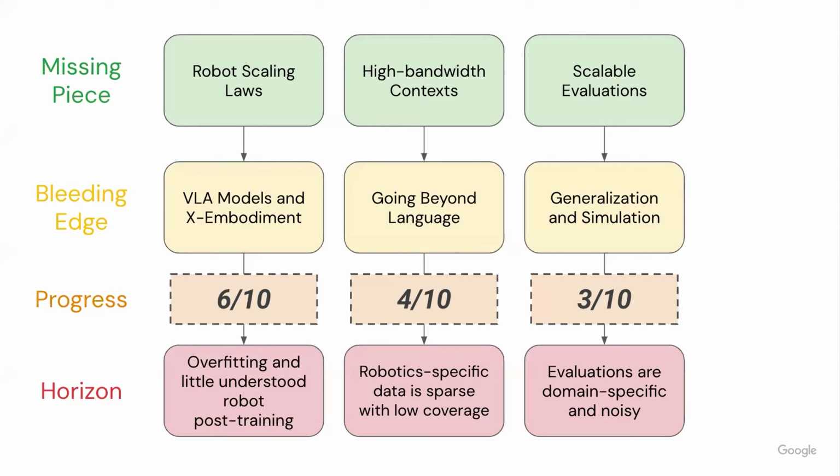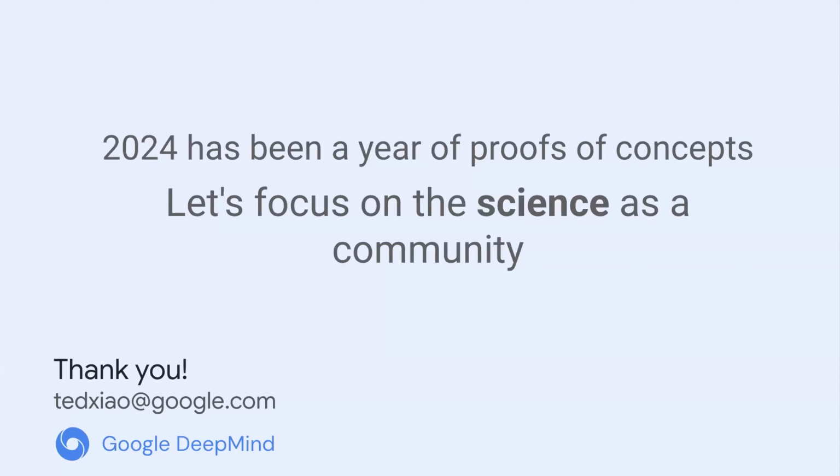I'll just end on this slide, which is a very intellectually honest grading of where we are today. The three topics I think are missing pieces are scaling laws, more steerable robot policies, and scalable eval. There's been a lot of excitement and a lot of hype, but I don't think we're very close to solving the science behind it. There's a lot of work that we still need to do as a community this year, next year, and beyond. And with that, I'll end here and open for questions.